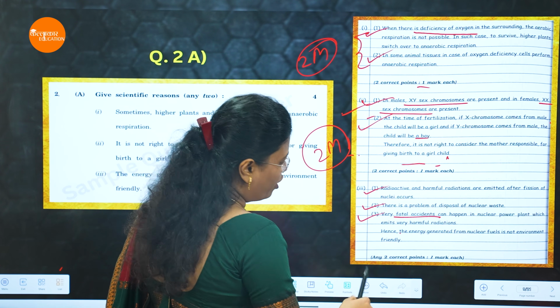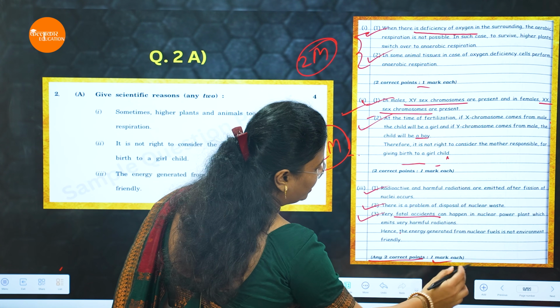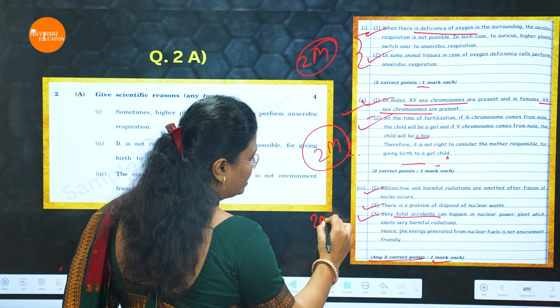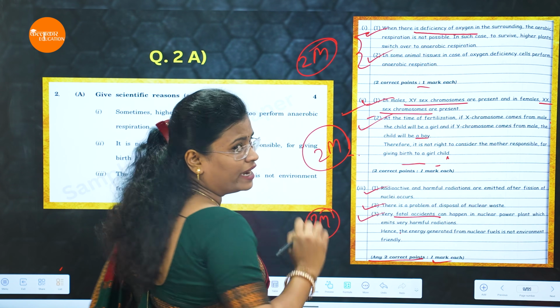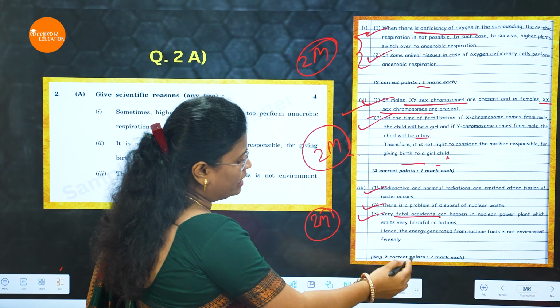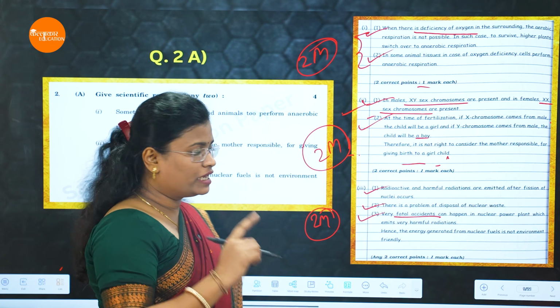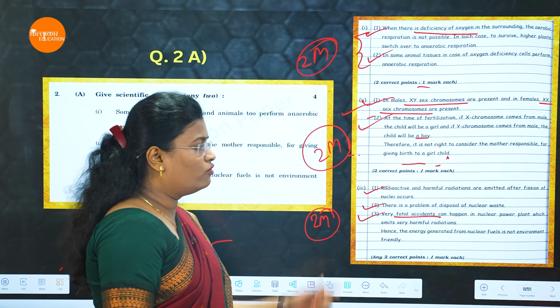So of all 3 points, for any correct 2 points you will get 1 mark each. So here you are getting 2 marks for 2 correct points. For any 2 correct points you will get 1 mark each, so the total will be 2 marks for this question.